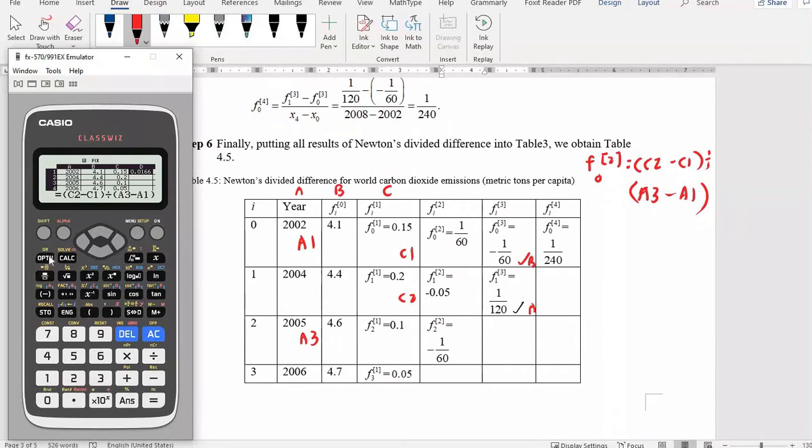So now, options, go down, you copy. Then you move down, you paste. For the second level, paste 2 times. So you get here negative 0.05, F22, negative 0.016, and then AC.